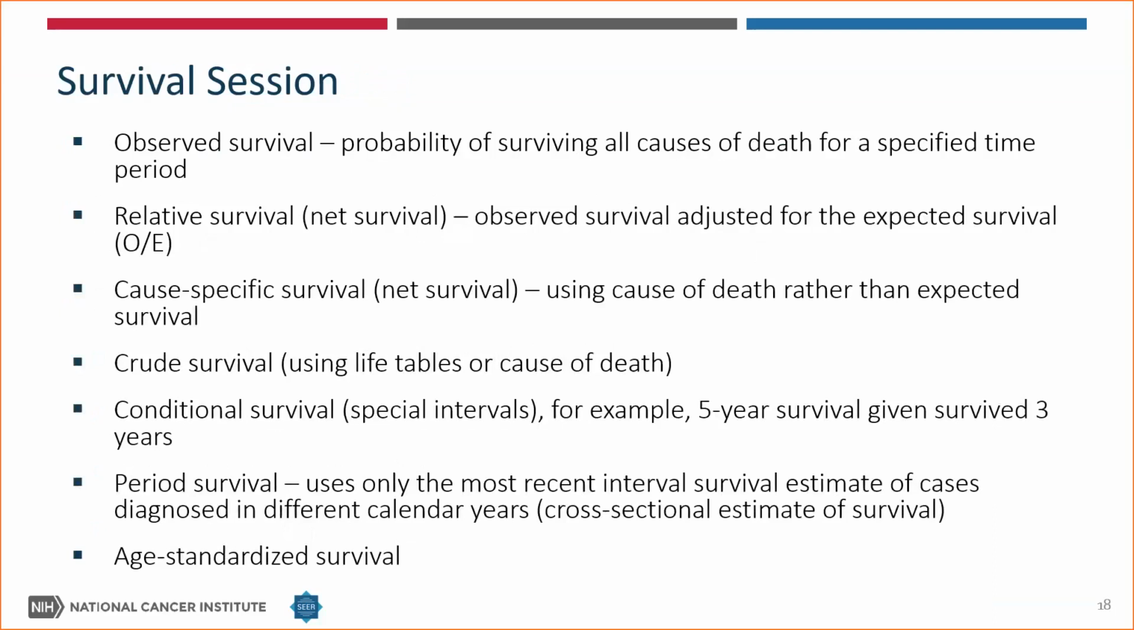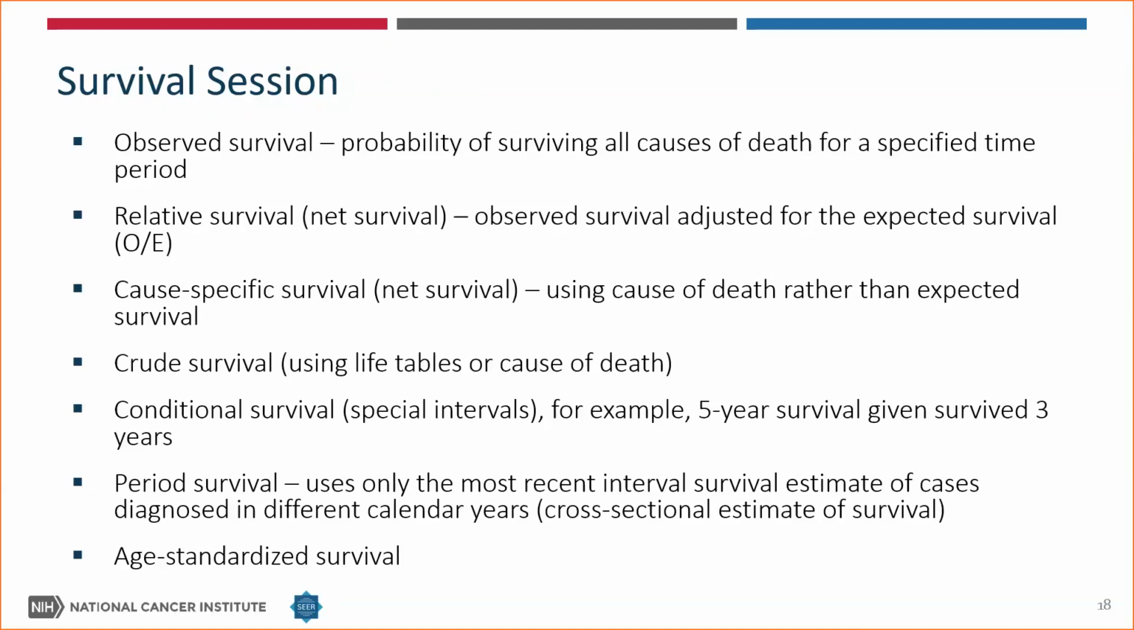Survival session, again, we have a whole webinar, so it can calculate observed or all-cause survival. So you have a cohort, what's the survival of them from all causes. It can also calculate two different types of net cancer survival, or the survival in the absence of other causes. It's kind of hypothetical, not real world, but that's what we use for looking for surveillance. How is cancer survival changing, trying to ignore changes in other cause survival over time. And that's relative survival, which uses expected survival, and cause-specific survival, which uses cause of death instead of expected survival.